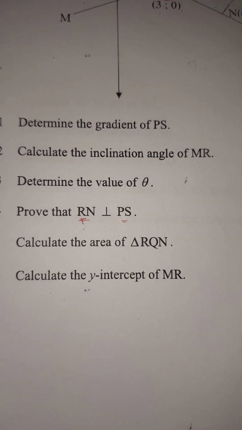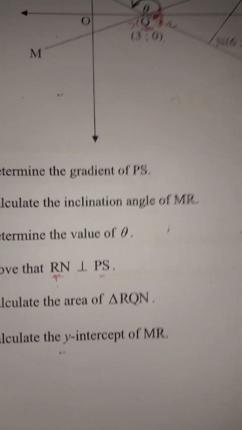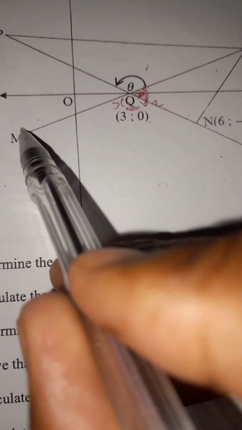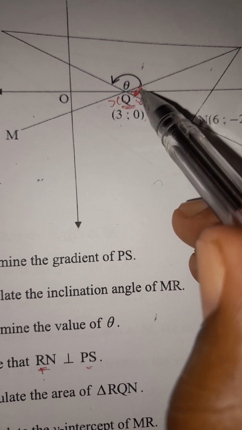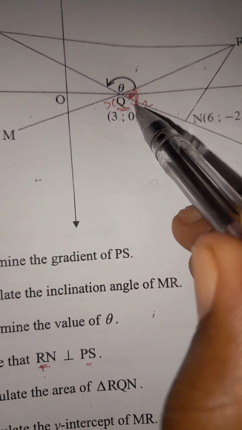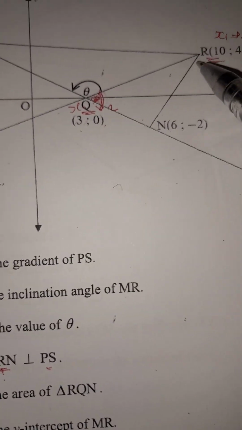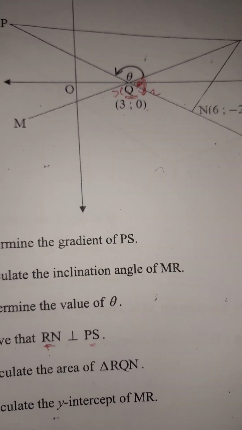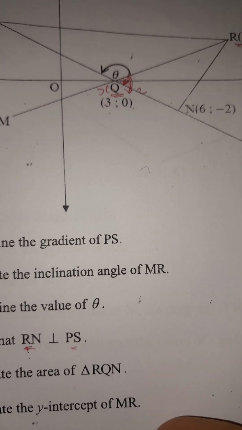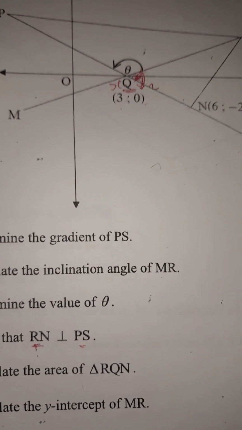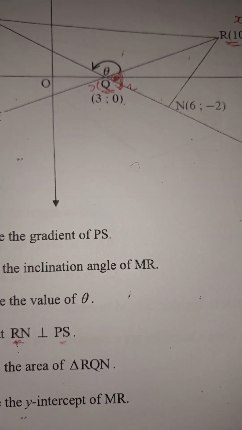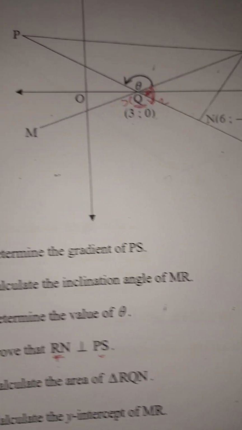Then we are on 1.2. At 1.2, we are required to calculate the inclination of MR. Let's take a look at MR. In other words, they're looking for this angle here, not theta. They're looking for this angle that is here. So we first have to find the gradient of MR. After that, we can find the angle of inclination. We know that m equals tan of the angle, in this case tan of angle RQX, or we can say tan Q. In this case, we are looking for tan Q here. So let's get started and work on this part.